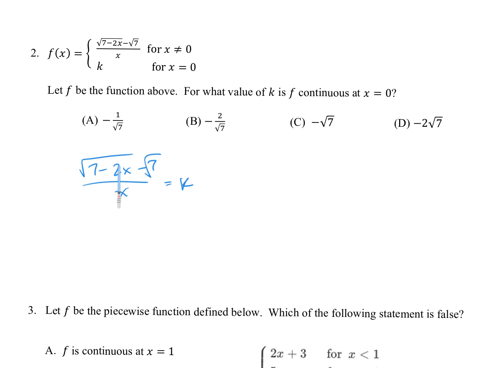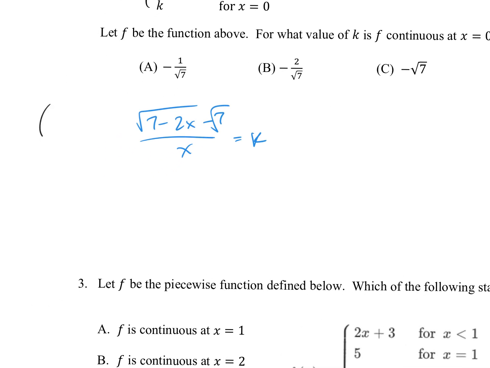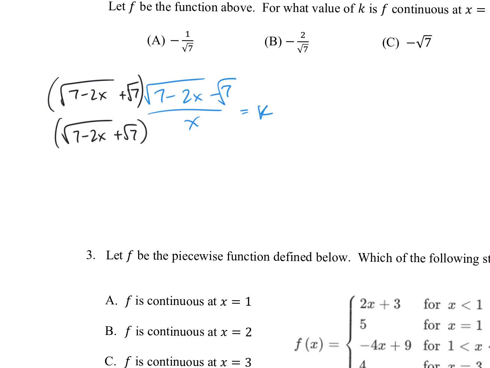Want to plug that in? 0 over 0. So what could we multiply this by to help us? The conjugate. What's the conjugate of the top? I have the square root of 7 minus 2x plus root 7. You got it, bud. So it's always whatever we've got with those square roots and then the opposite sign in between. If we multiply by that over itself, it's really just multiplying by 1.